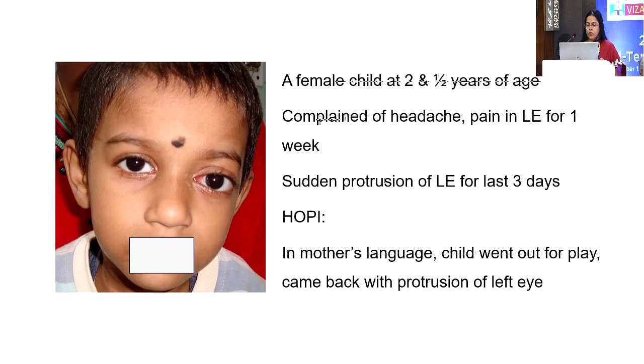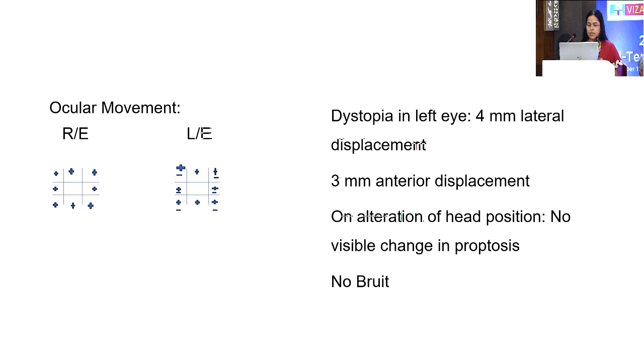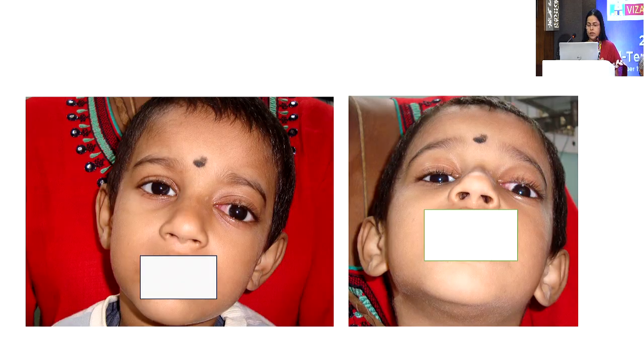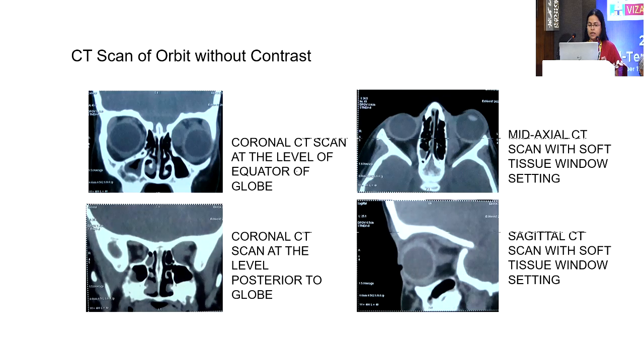So, case scenario 1: a female child, 2.5 years old, came to us with sudden protrusion of the left eye for the last 3 days. These are the ocular examination findings. She had dystopia in the left eye. The movements in certain gazes were obviously restricted. The primary physician had already asked for a CT scan of the orbit, without brain scan and without contrast.